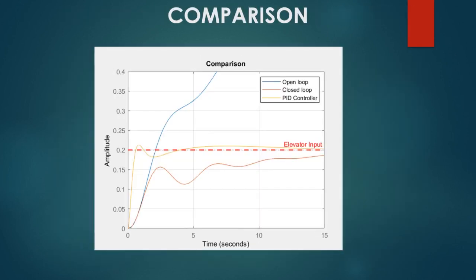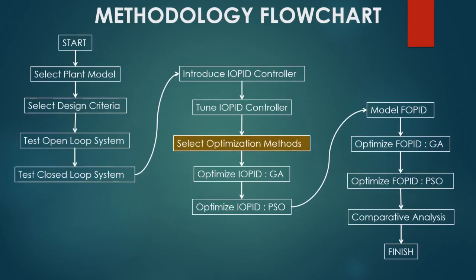So we can clearly see how our system response has improved by using a PID controller, but still the performance parameters of our system are not very optimal. The next step is to tune the PID parameters by one of the optimization methods.